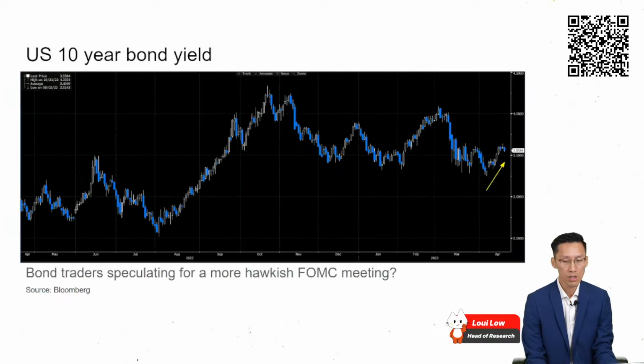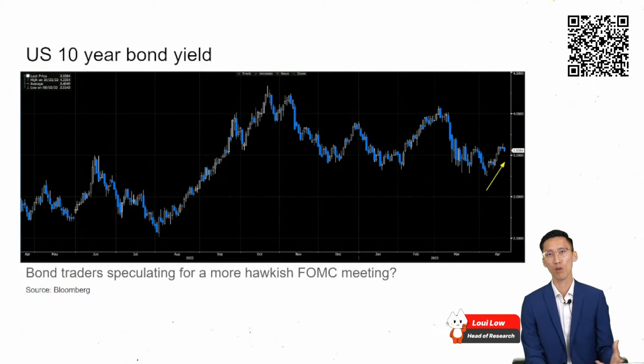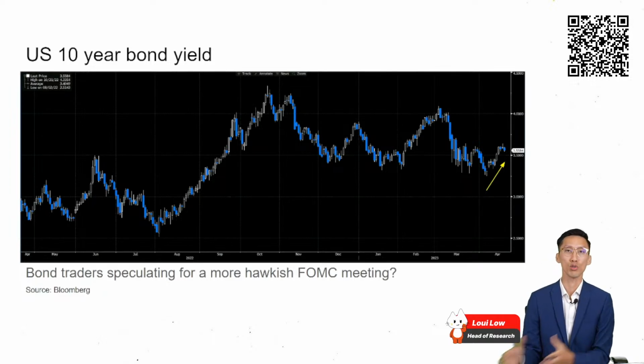Okay. Another move is the US 10-year bond yield, which is on the way up. Normally this is telling us that bond traders are speculating, and the yields are going up. It means that perhaps the bond traders are also speculating that the FOMC meeting could be on a more hawkish tone. So these are the three things that I want to point out to you today.